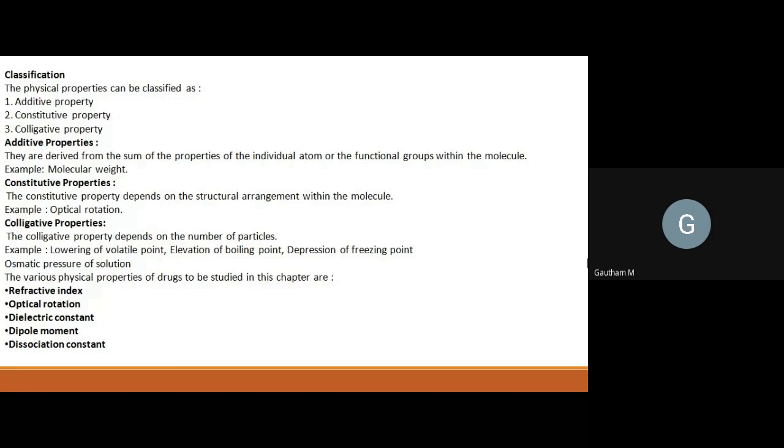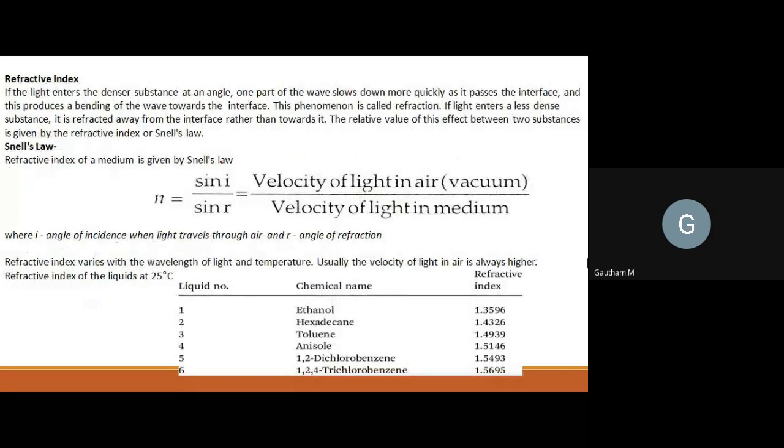So the first one is refractive index. How do you define refractive index? When the light travels from a rarer medium into a denser medium, the light slowly bends. And there is a law which governs this bending, and that is known as Snell's law.